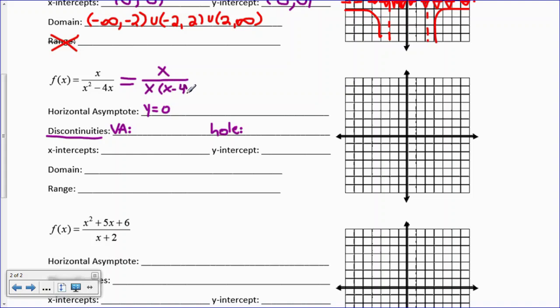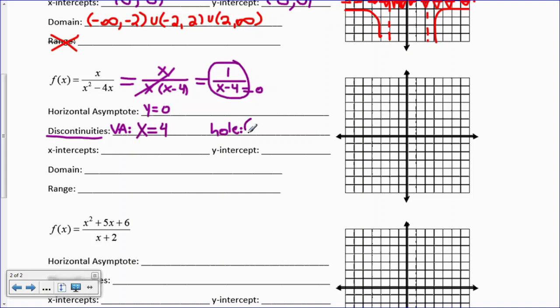There's nothing more I can factor, but I can cancel those two x's out, which leaves me with only an x minus 4 in the denominator. And remember, if you cancel out the only thing that was in the numerator, put a 1 there as a placeholder. So now this is what I'm going to look at to find all the rest of the information. A vertical asymptote comes from the denominator, so I set that equal to 0, and I get x equals 4 for the vertical asymptote.